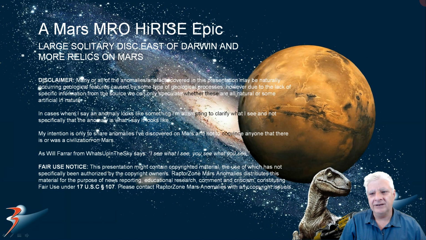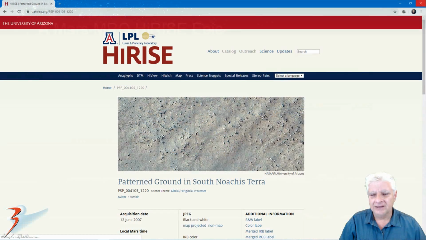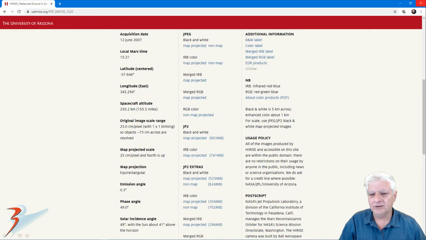This time we're looking at a large solitary disk east of Darwin, and we'll be looking at some more relics towards the end of the video. The high-rise photograph we're analyzing is called Patterned Ground in South Noachis Terra, and I'll include the link to this page below. Acquired on the 12th of June 2007 at 25 centimeters per pixel. 1x1 binning was used there.